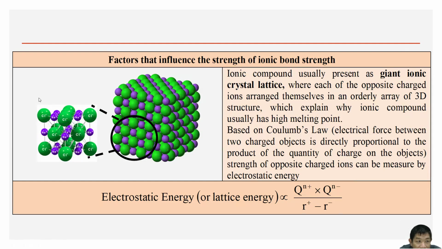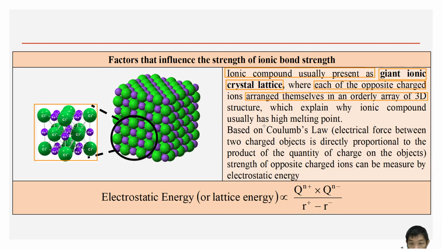So what are the factors that influence the strength of the ionic bond? Ionic compounds usually present as a giant ionic crystal lattice, where each oppositely charged ion arranges itself in an orderly manner in a three-dimensional array, which explains why ionic compounds usually have a high melting point. If you have sodium chloride, they alternately arrange themselves in a positive, negative manner to form a giant ionic network held strongly together via electrostatic attraction forces.